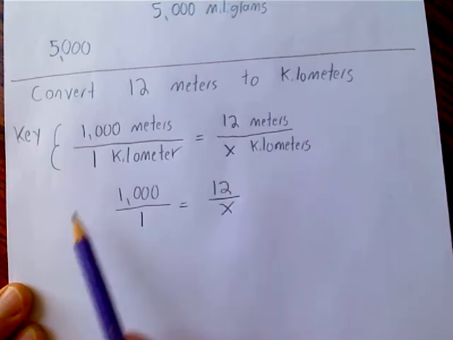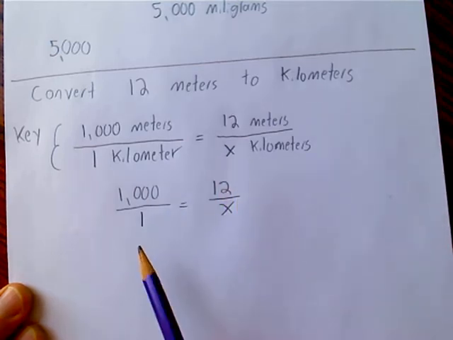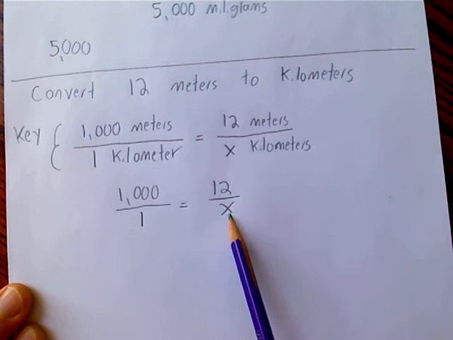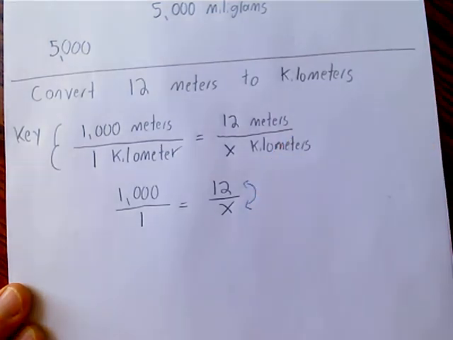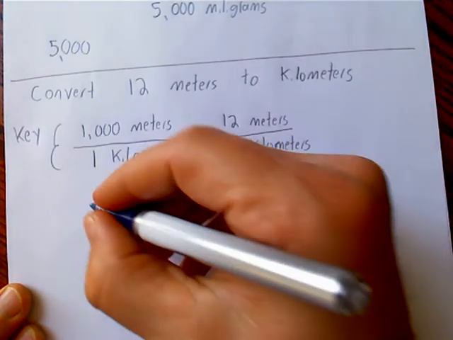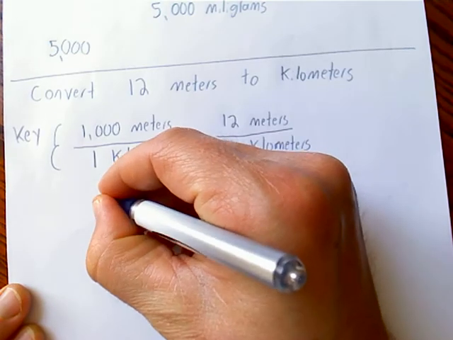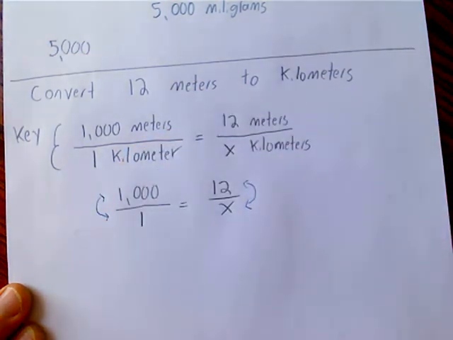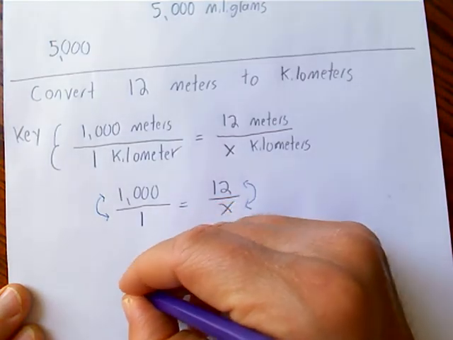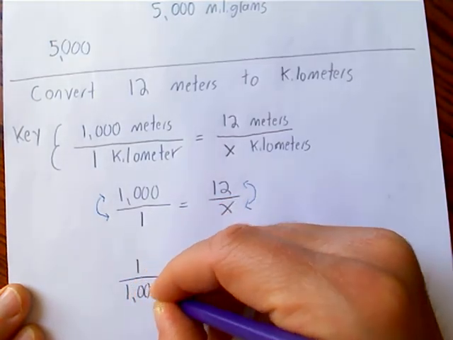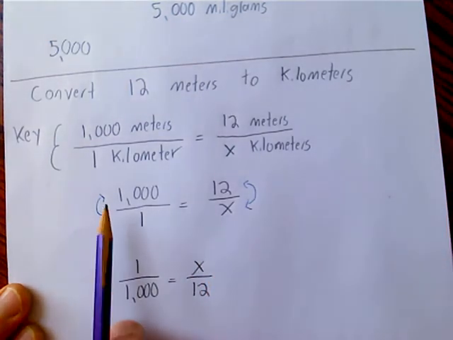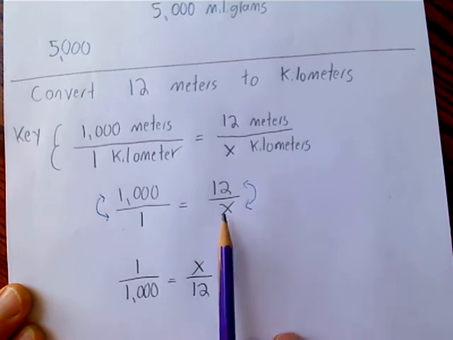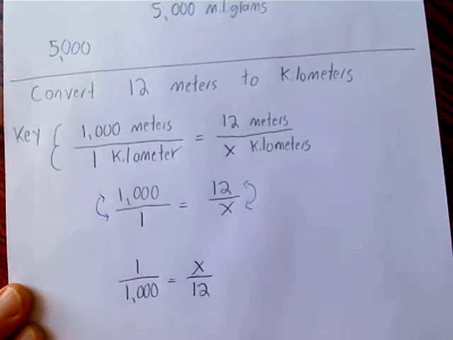Now when we're trying to solve proportions algebraically, we need to get our variable out of the denominator. In order to do that, we're going to find the reciprocal. And if we do the reciprocal on the right side, we've got to do it on the left side. So I'm going to flip these fractions around, and it's going to turn into 1 over 1,000 equals x over 12. Notice my numerator became my denominator, and my denominator became my numerator on both sides.